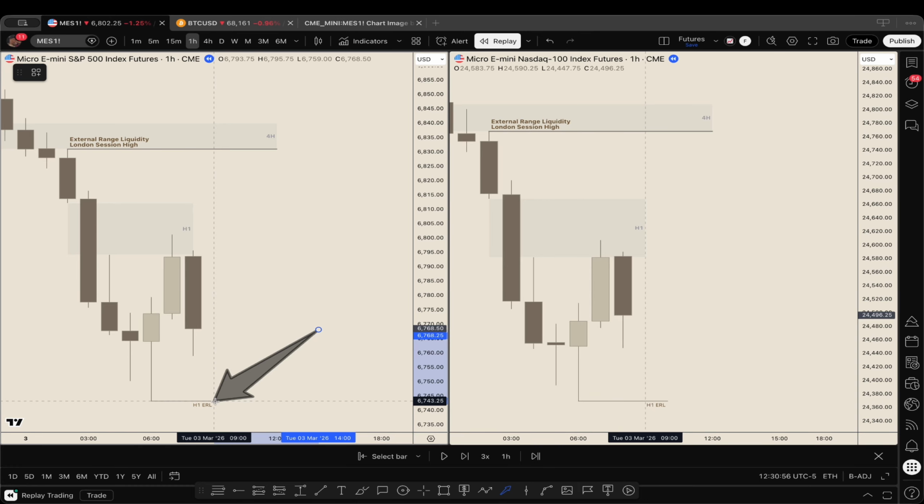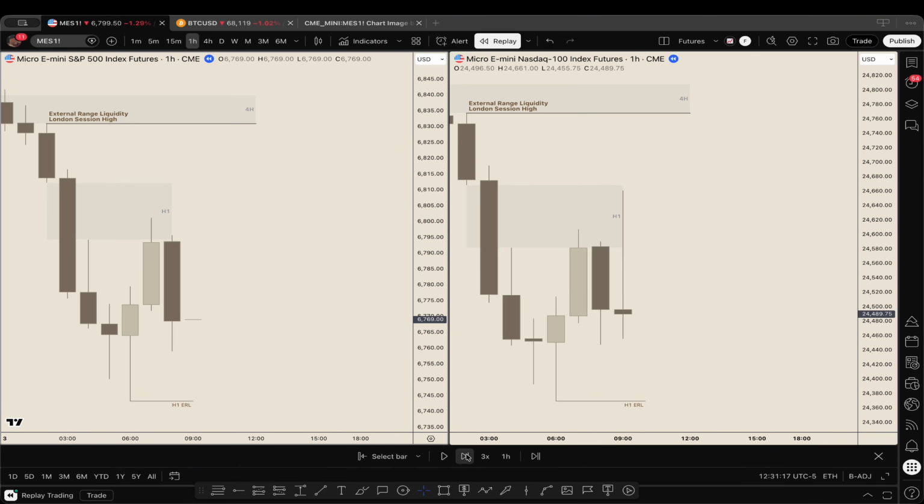If I see my entry criteria, I try not to think too much into it, and I just try to take the setup. So I'm going to go forward. I'm going to show you how price took out this area and where the reversal came in at. So we'll take a look at the next candle.